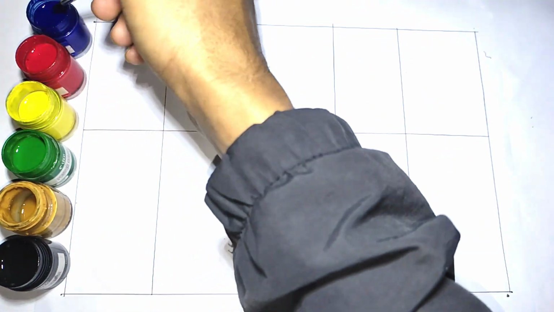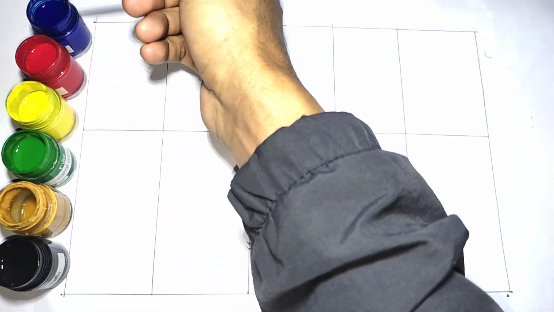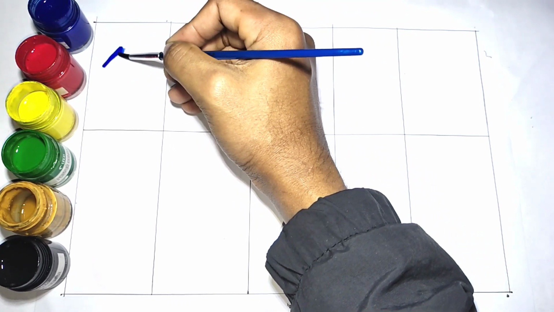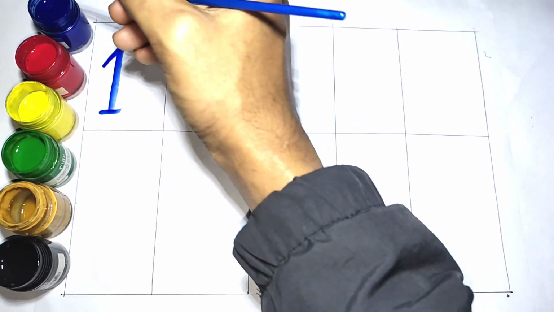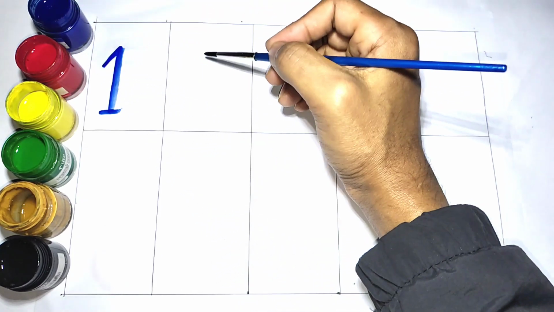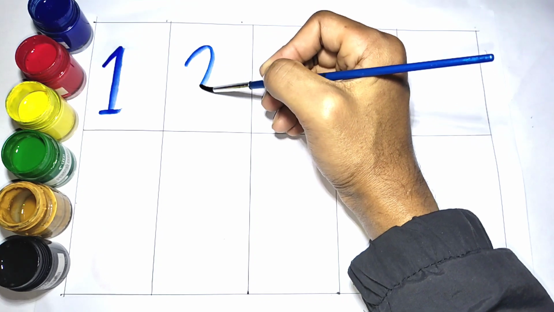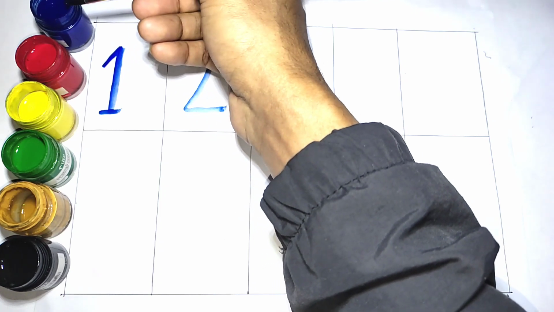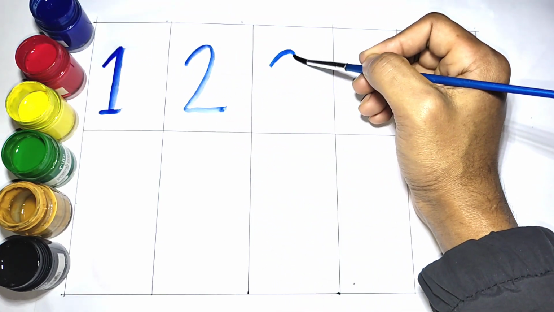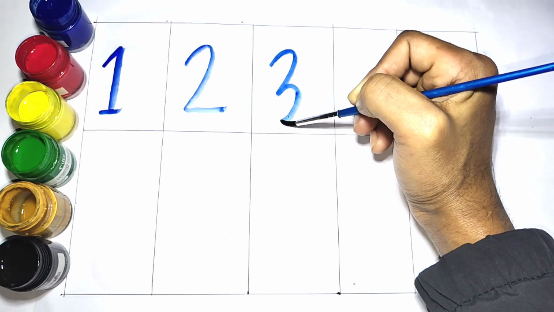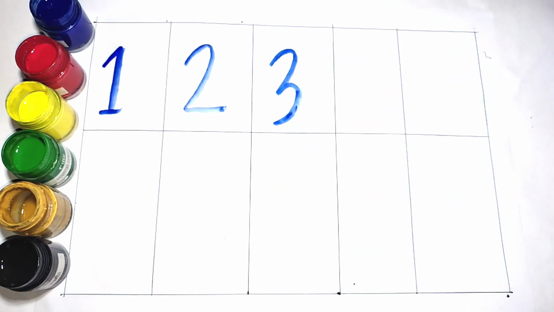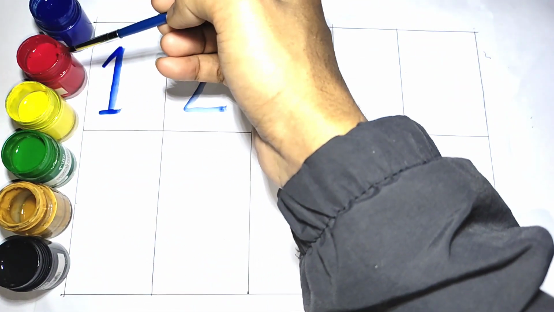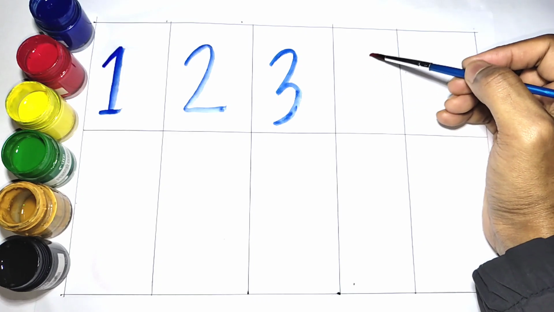First we draw the number of 1. Blue color. The next one is 2. Now we draw 3. Now we use red color and draw 4. Red color.